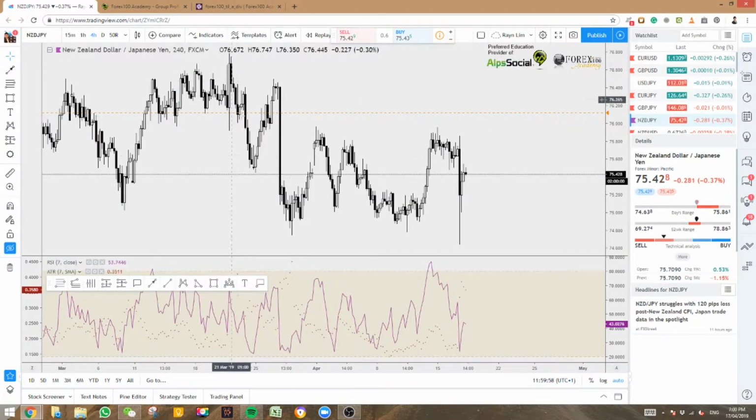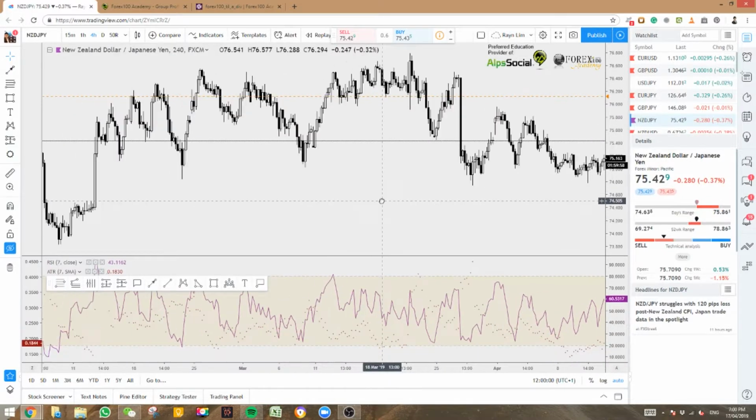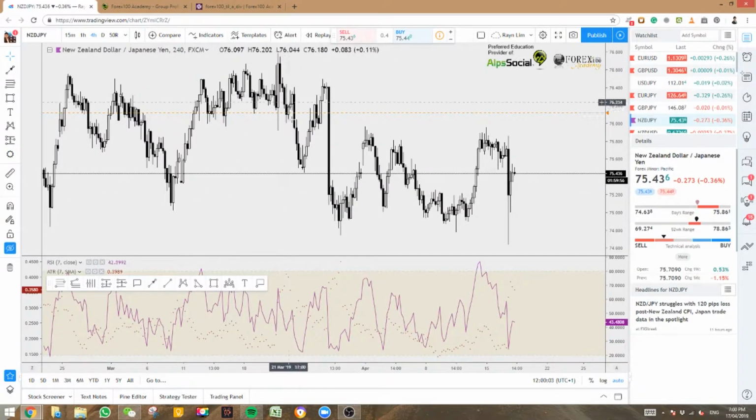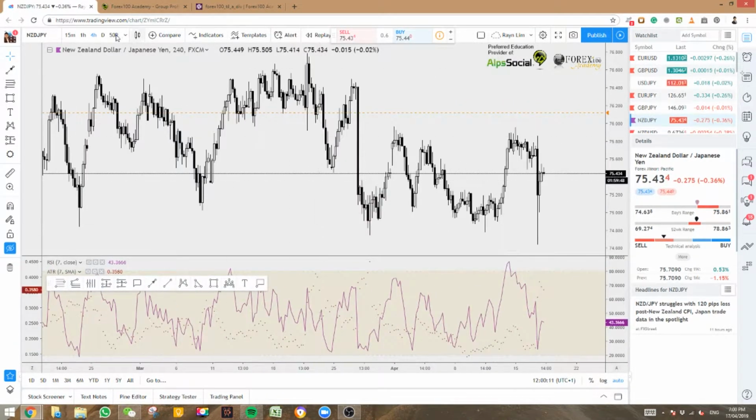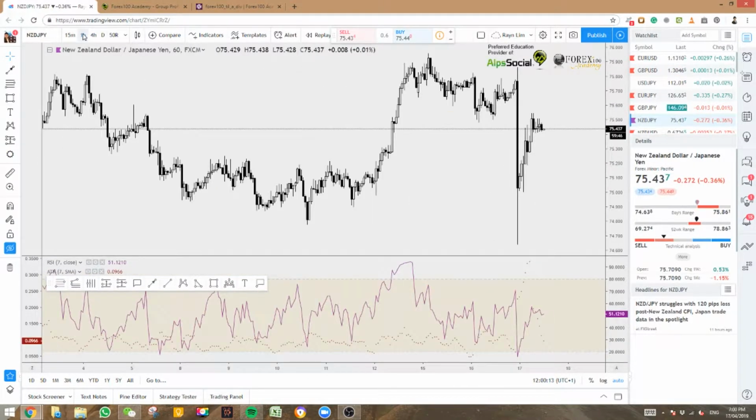To the 4-hour chart, this is what we have. Retest of the structure, a great shorting opportunity if you're a structure trader. Wonderful pattern. 1-hour chart, very strong bearish movement, followed by a retracement.